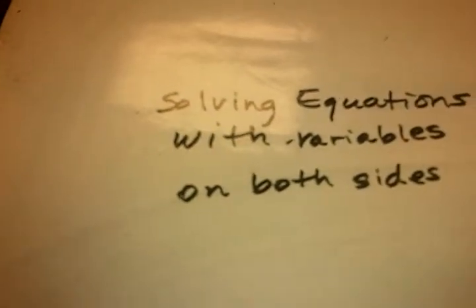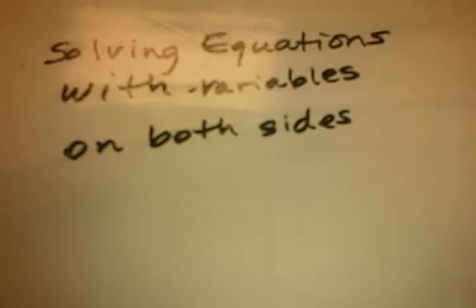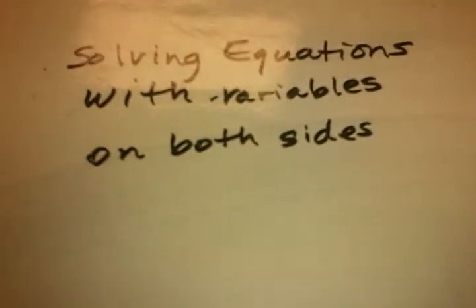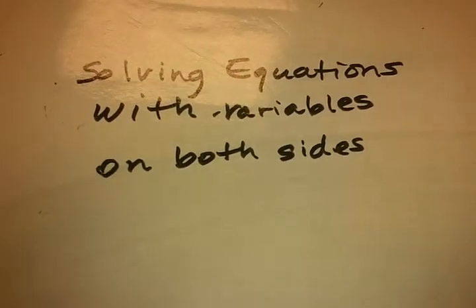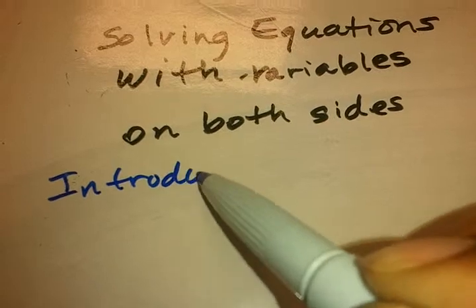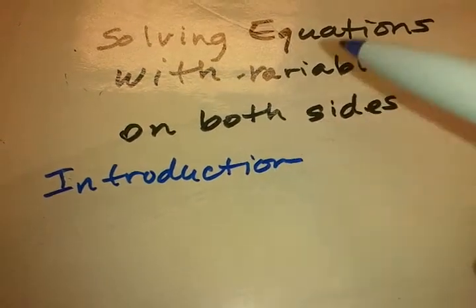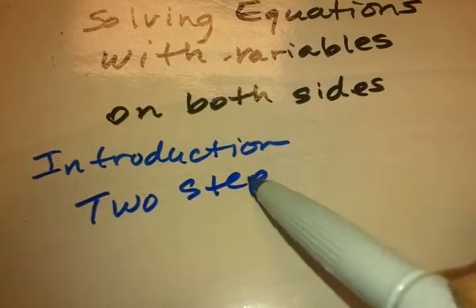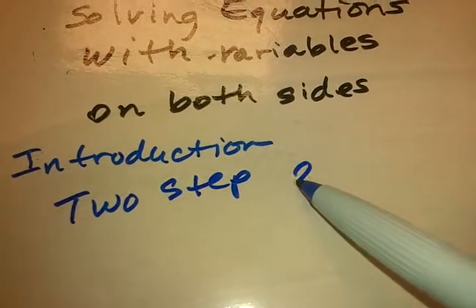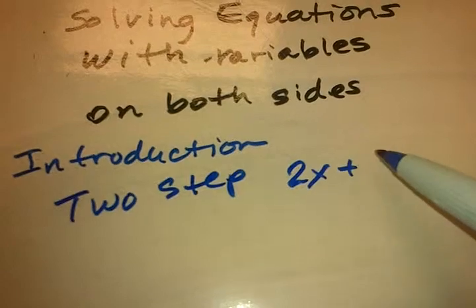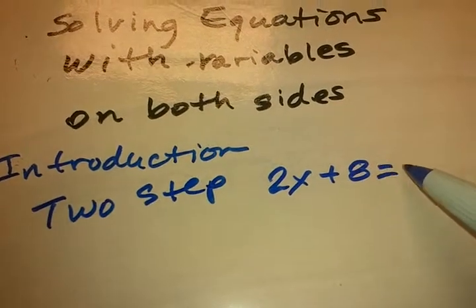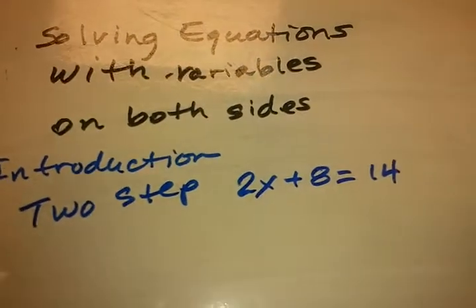All right, let's start with an introduction question. We all know how to solve equations. The equations that we're used to are two steps. So let's start with a two-step equation. All right, so let's go with 2x plus 8 is equal to 14.